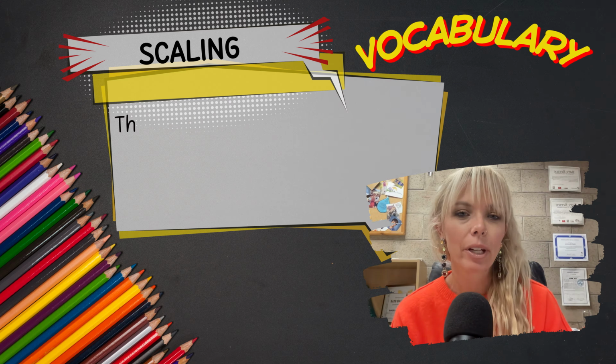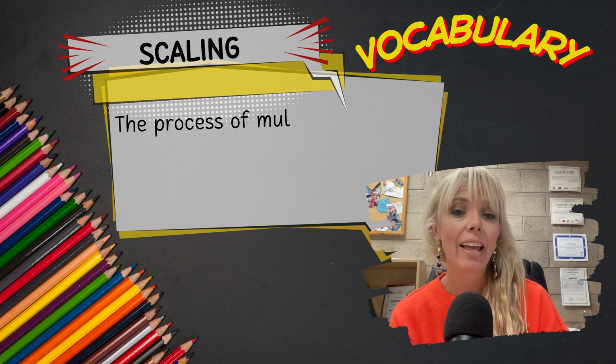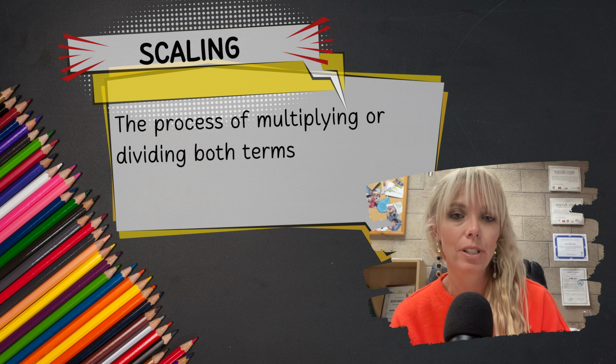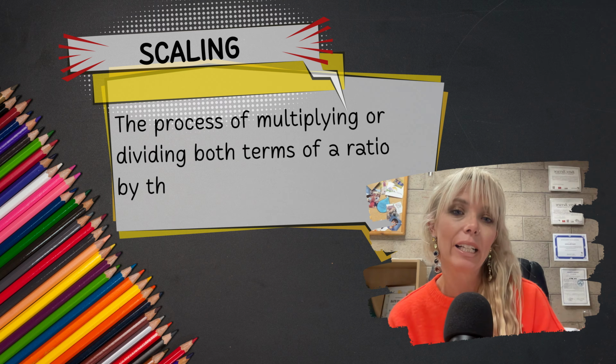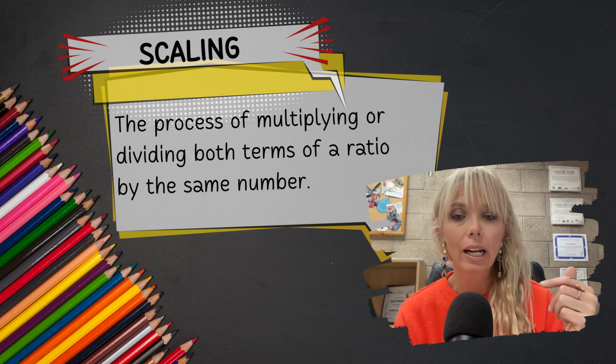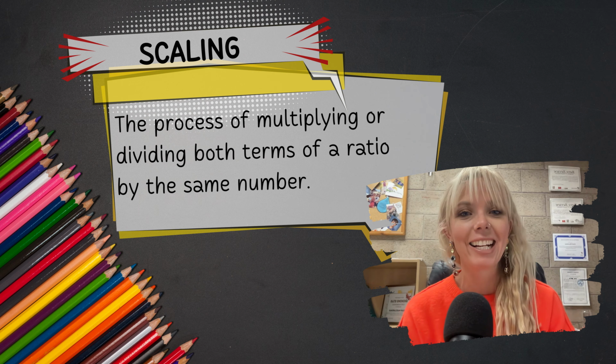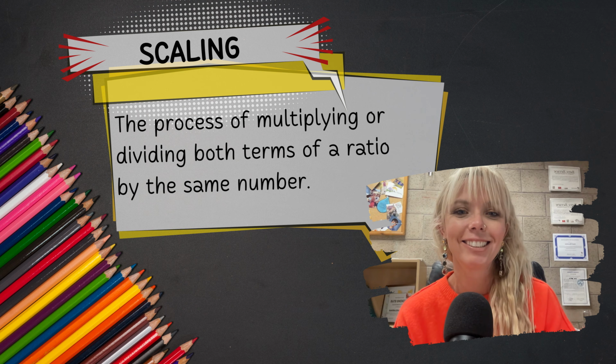Our first vocabulary word for today is scaling, and this is the process that we use to basically make equivalent ratios. It's the process of multiplying or dividing both terms, the numerator and the denominator, or the first term and the second term of the ratio by the same number so that we can create an equivalent ratio.